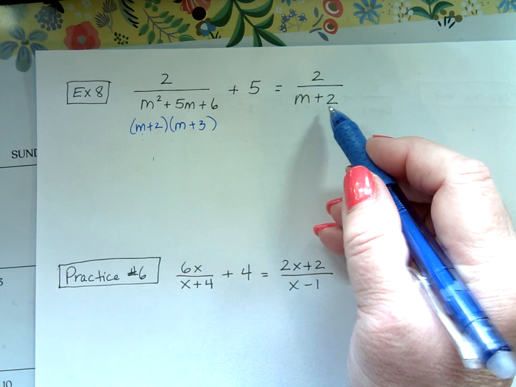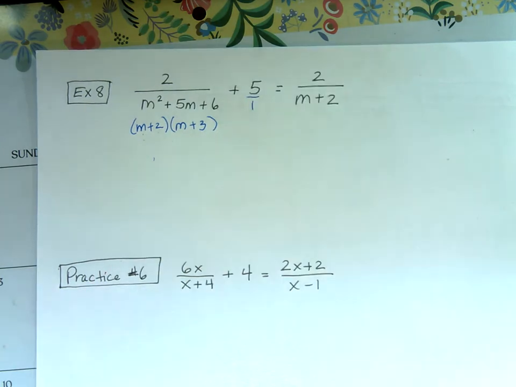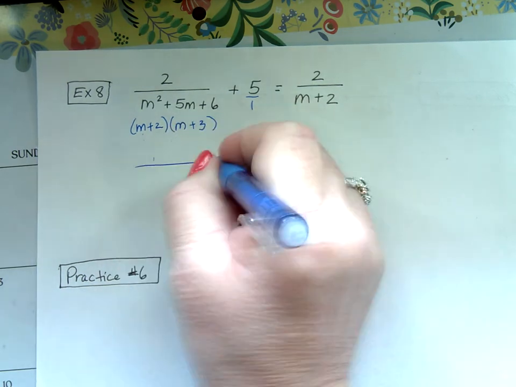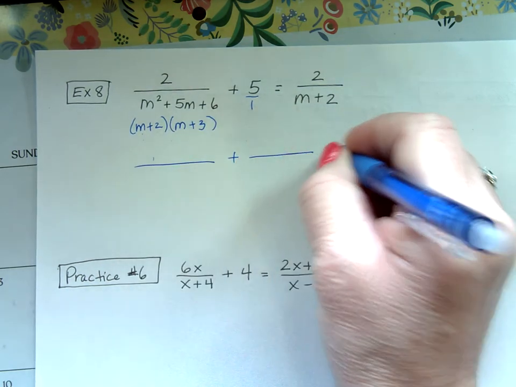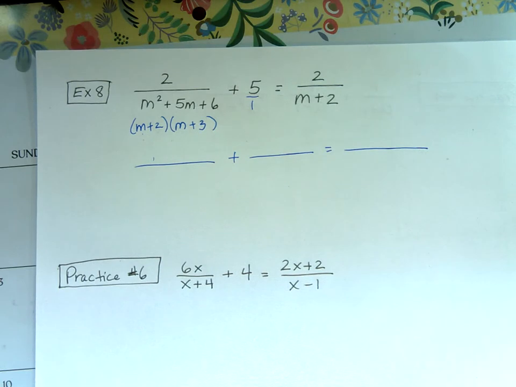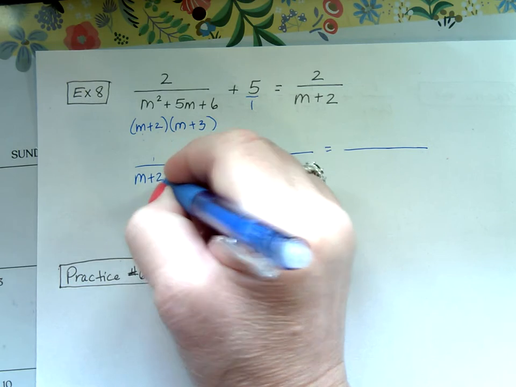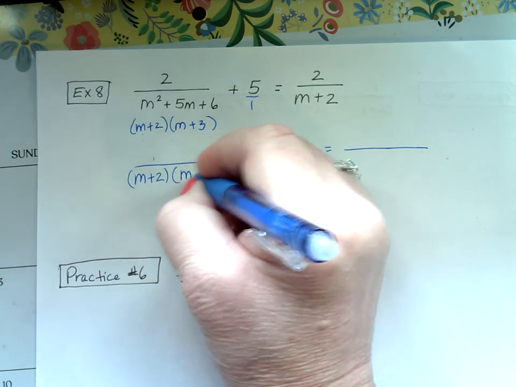This 5 is over 1. It's a whole number. Again, I've got 3 fractions. I can't combine any of them to make things better, to try that cross-multiplying trick, so I'm just going to go with the 3 fractions. Here it is. I need a common denominator for each one, so I need a grouping of m plus 2. Everybody's got to be represented. I need a grouping of m plus 3. And I need a 1.